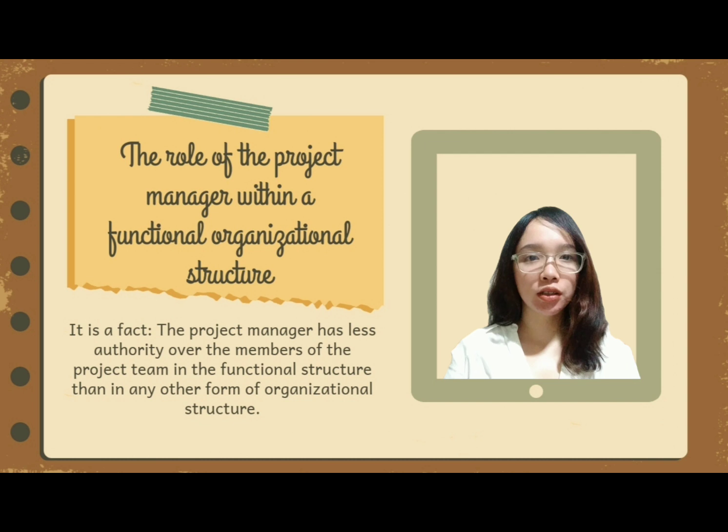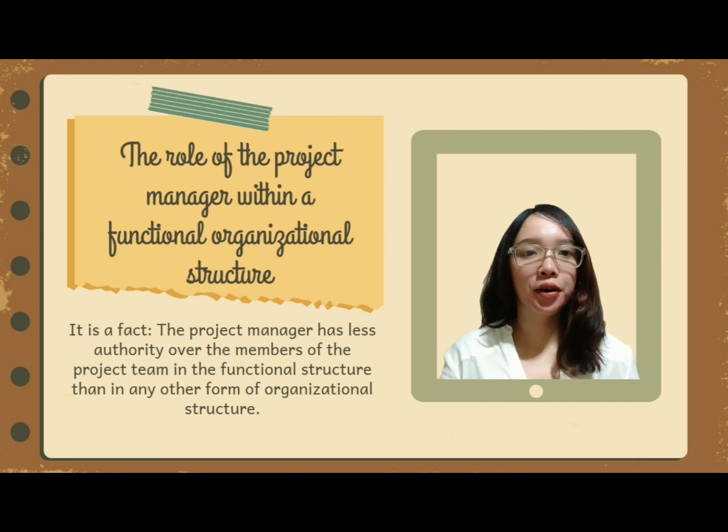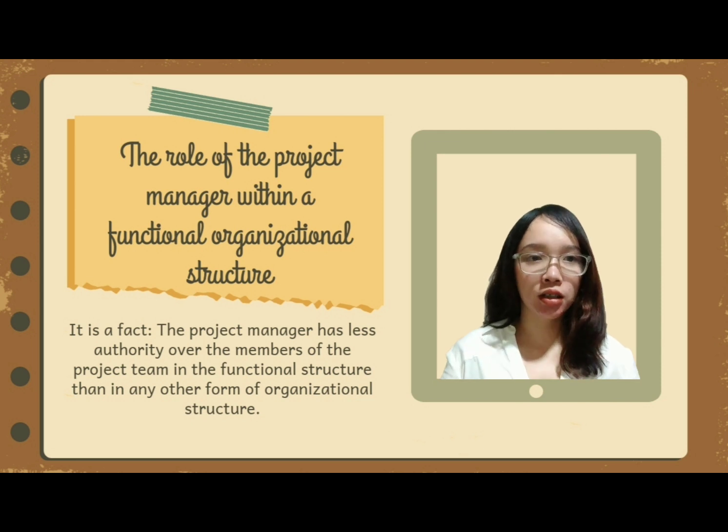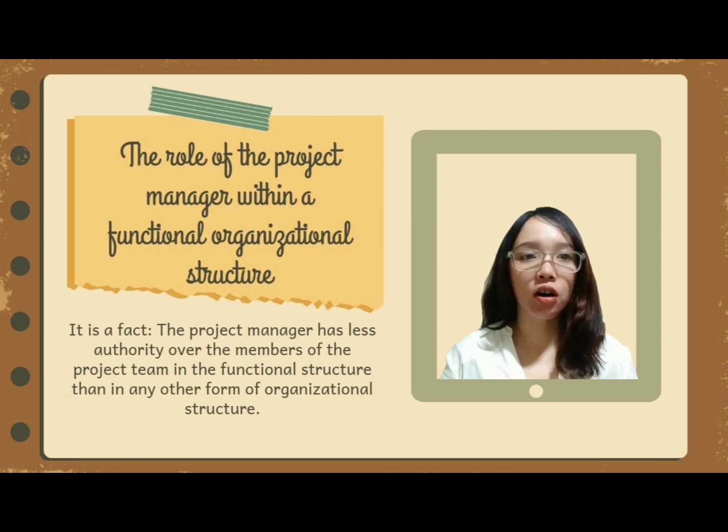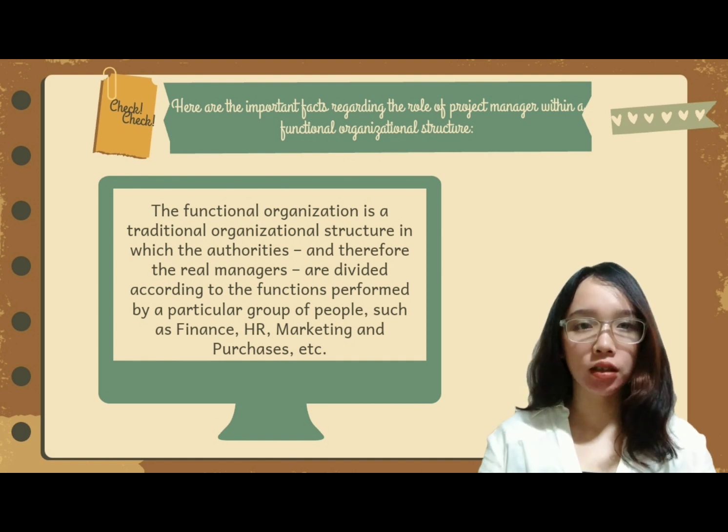The role of project manager within a functional organizational structure. It is a fact that the project manager has less authority over the members of the project team in the functional structure than in any other form of organizational structure. In fact, he is more of a project coordinator than a real project manager. This is precisely because a functional manager maintains complete authority over the project team members and project budgets. Here are the important facts regarding the role of project manager within a functional organizational structure.